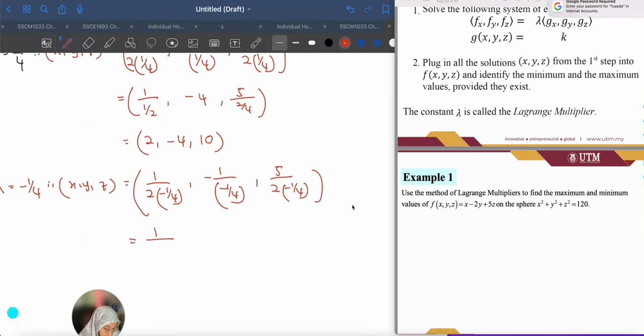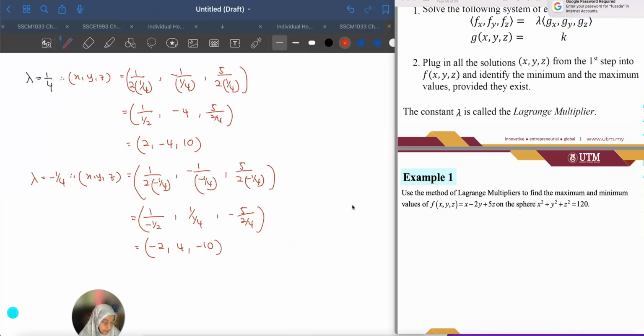1 over negative 1 over 2, 1 over 1 over 4, negative 5 over 2 over 4. So we've got minus 2, 4, and then negative 10. So we've got 2 points there that satisfy the constraint for the given function.